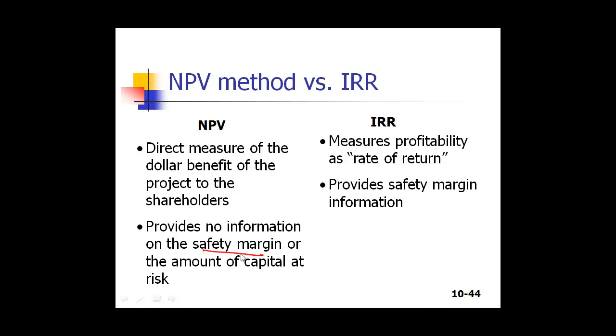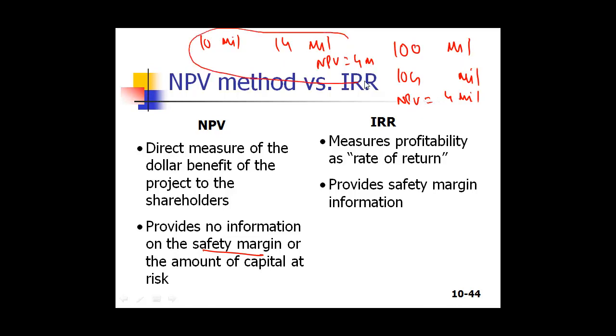What do we mean by this safety margin? If Engro invests 100 million and the present value of the future cash flows is 104 million, then what is the NPV? 4 million. Versus in another project, they invest 10 million and there the present value of the future cash flows is 14 million. Here again the NPV is 4 million. So project A and B both are giving the same NPV. So the NPV of 4 million does not tell us that in this project the safety margin is much more than in the other project.